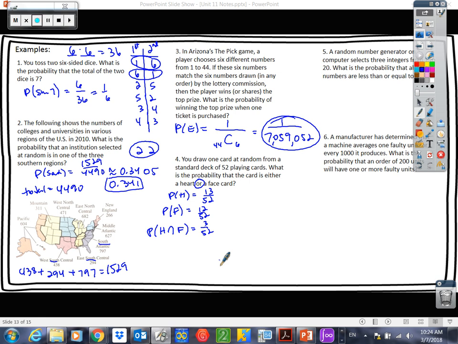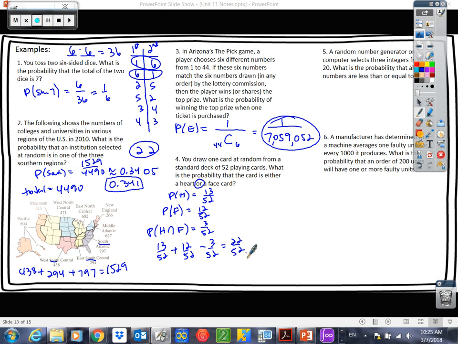Okay? So we'll do 13/52 plus 12/52 minus 3 over 52. And I left them all in 52, so it would be much easier to calculate with. What does that give us? 22. So that's 22 over 52.